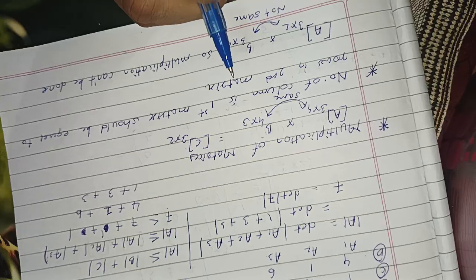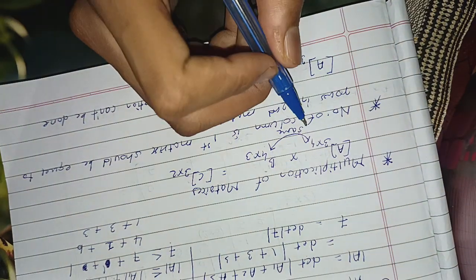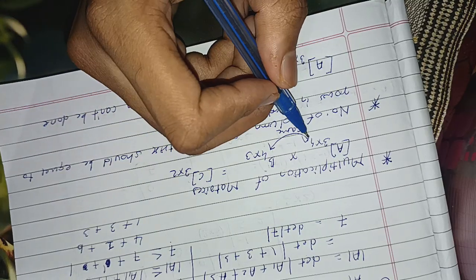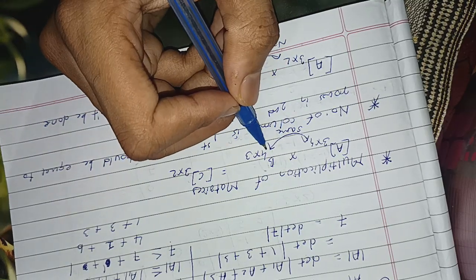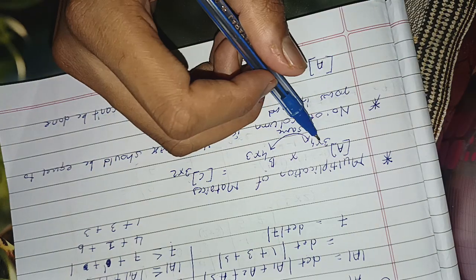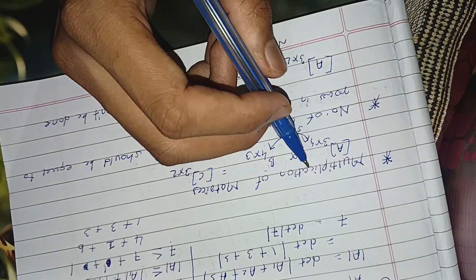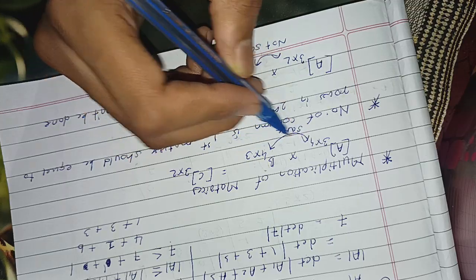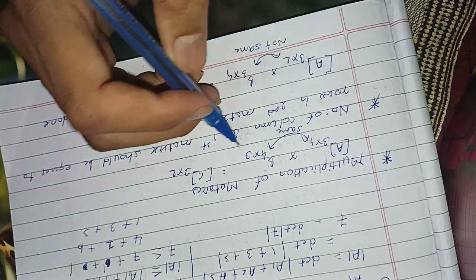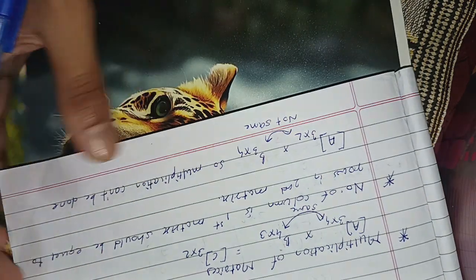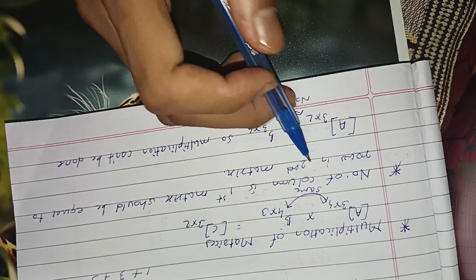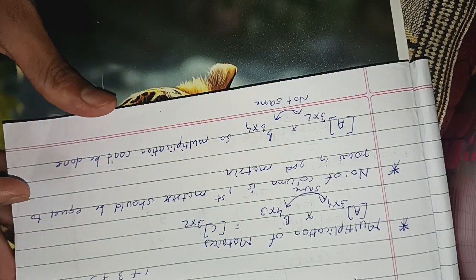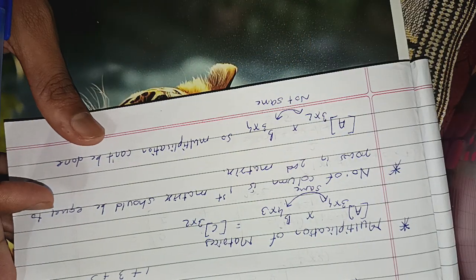Now, multiplication of matrices. There is one rule. If there is a matrix A of order 3 into 4 and B of 4 into 3, this column should be equal to this row. So the column of the first matrix should be equal to the row of the other matrix. So this should be the same. Then only you can multiply, or else you cannot multiply. So the number of columns of the first matrix should be equal to the number of rows in the second matrix. This is the rule of multiplying.